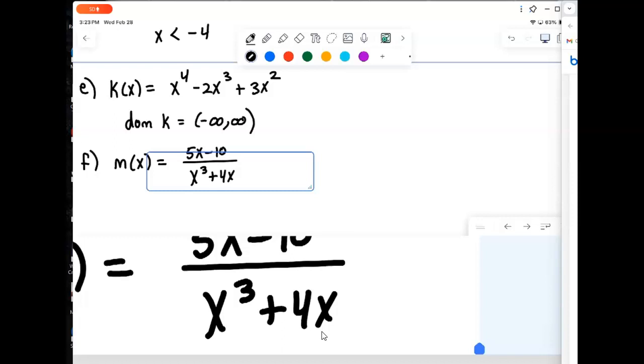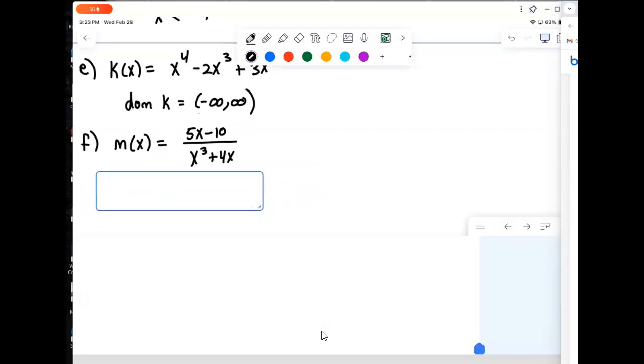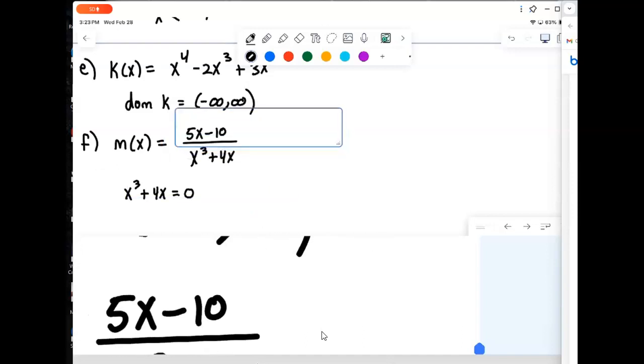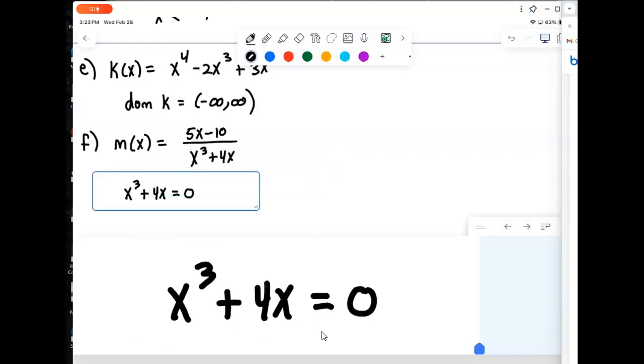Yes, we do. So let's set that denominator equal to 0. So x cubed plus 4x equals 0. Again, we're setting that equal to 0 because it's the denominator. 5x minus 10 has nothing to do with domain here because that's neither part of a denominator nor part of a radical. So we solve this problem.